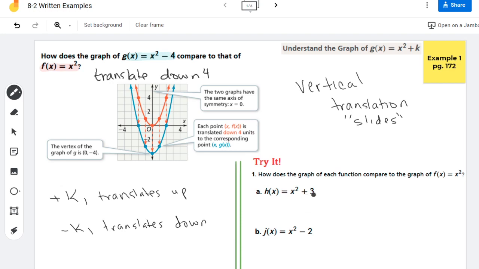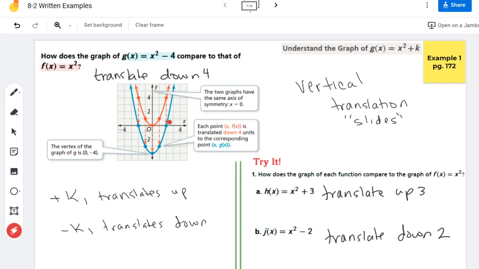What about these ones? What would happen? Well, we have a positive 3 here, a plus 3. So this is going to translate, or slide, up by 3. And here where it's a -2, it's going to translate down by 2 because of the negative.